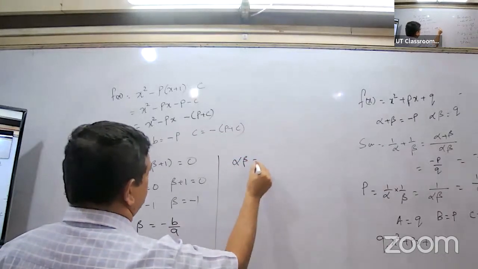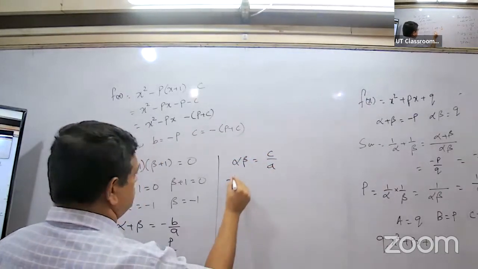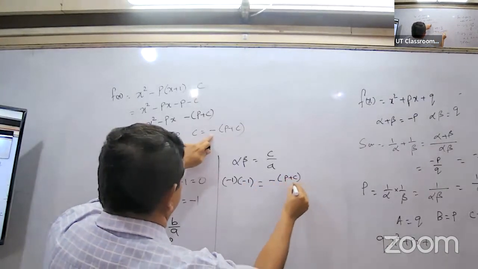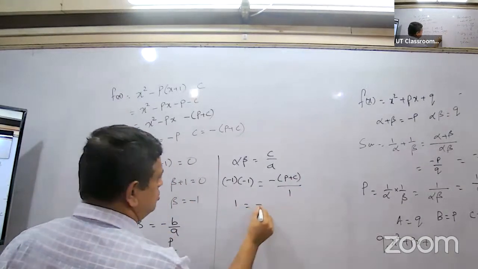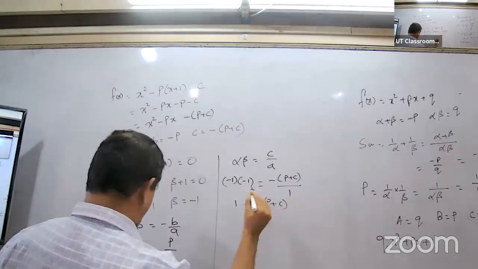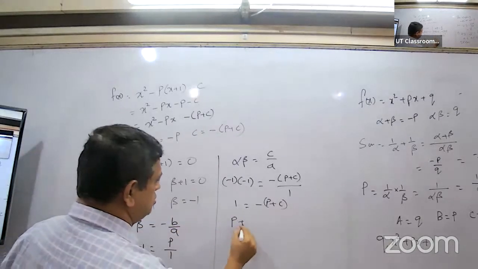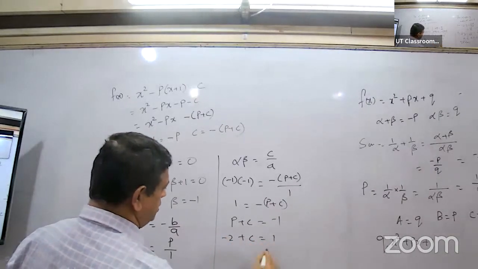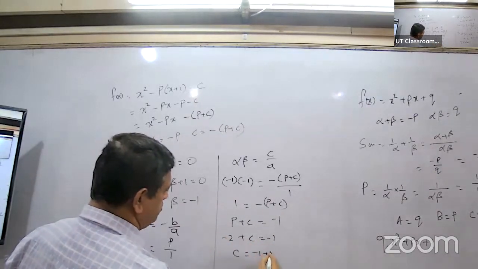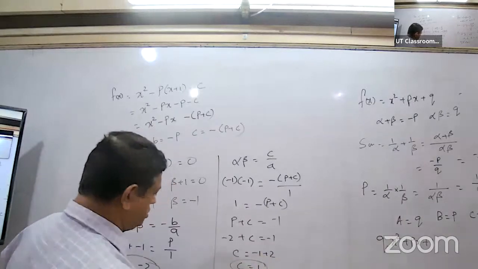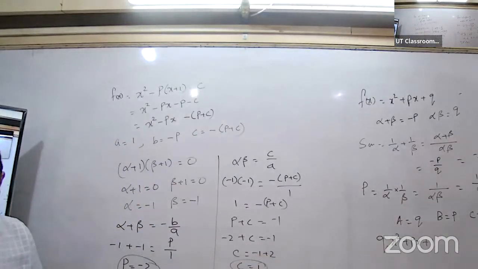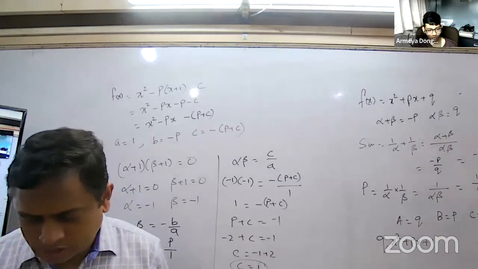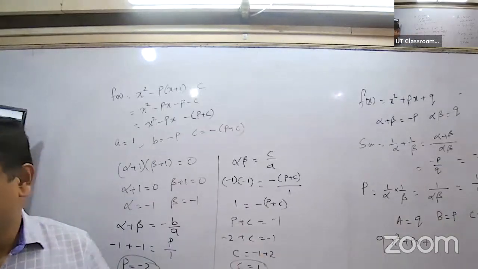And alpha beta is equal to C upon A. See the complicated parts, C upon A. Alpha beta means minus 1 into minus 1. What is the value of C? Minus of P plus C upon 1. That is, 1 is equal to minus of P plus C, or P plus C is equal to minus 1. Put P value minus 2: minus 2 plus C is equal to minus 1. C is equal to minus 1 plus 2. C is equal to 1. Answer is C is equal to 1. This was the answer, you got it? Yes, sir. So the answer is option C is equal to 1.